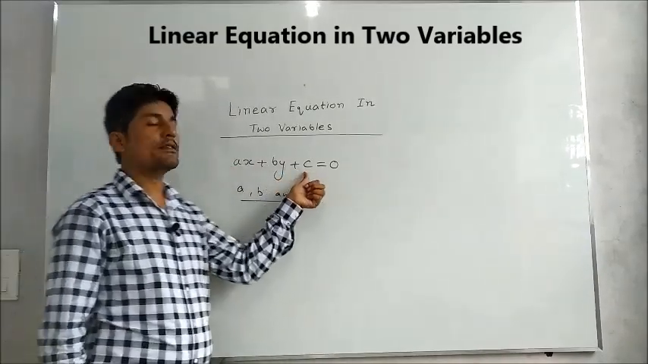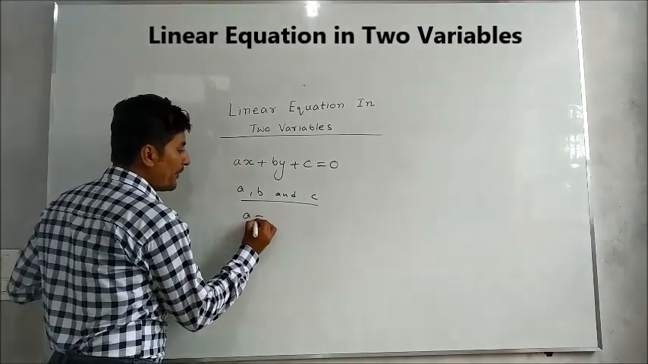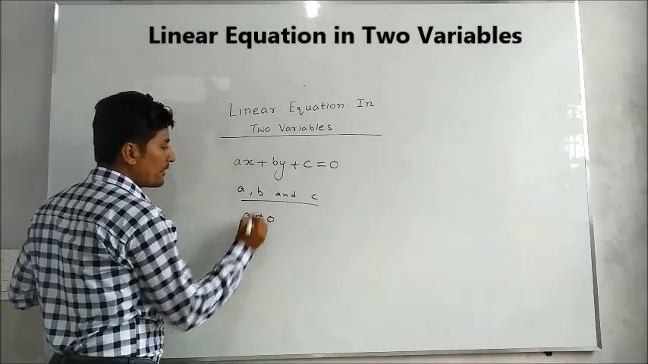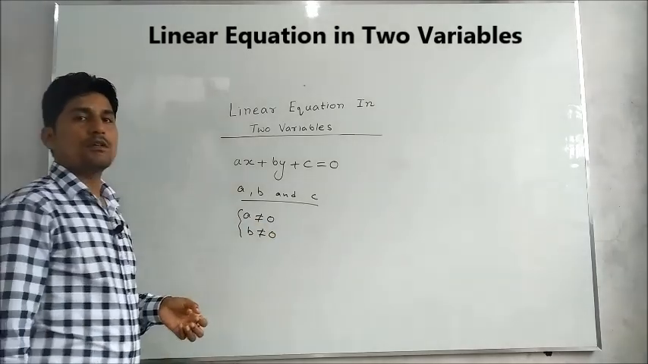a, b and c are the real numbers, and value of a should not be equal to 0 and value of b is also not equal to 0.